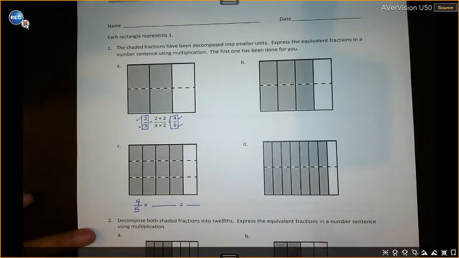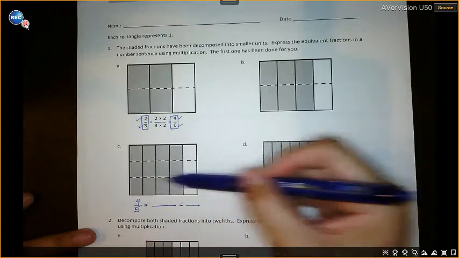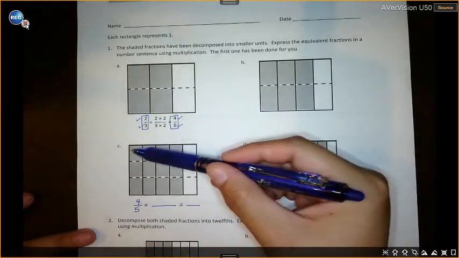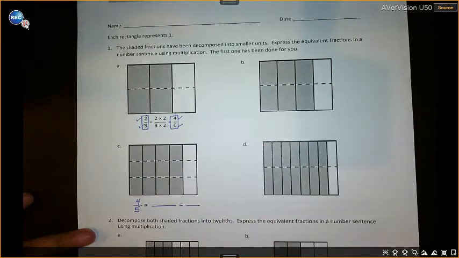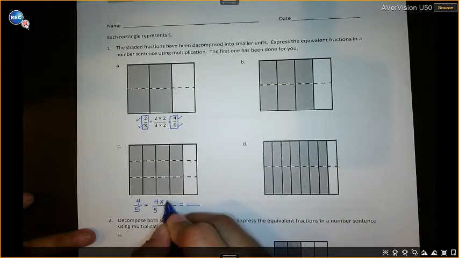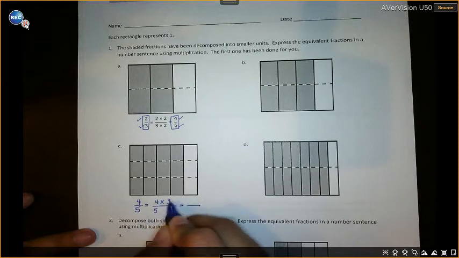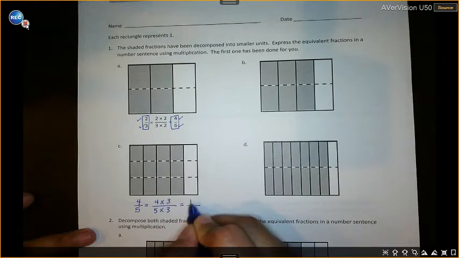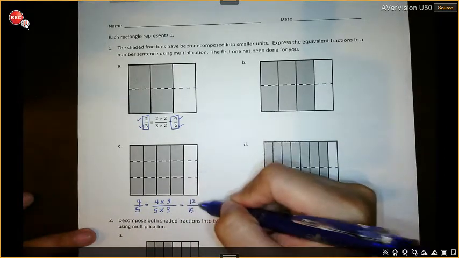Okay. Now I have 2 horizontal dotted lines, which have created 1, 2, 3 sections. So that means that 4/5 is 4 multiplied by 3, and 5 is being multiplied by 3. So 4 times 3 is 12, and 5 times 3 is 15. So this model represents 12/15.